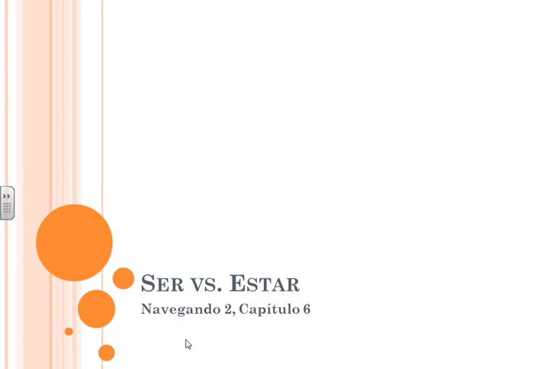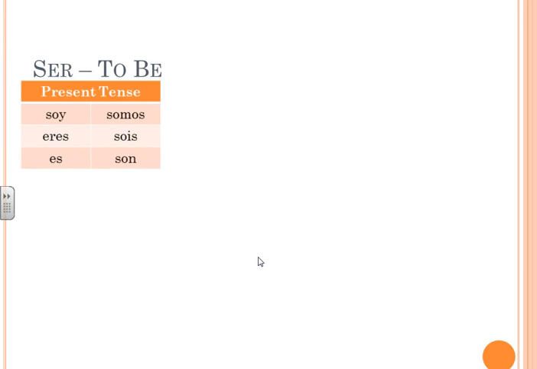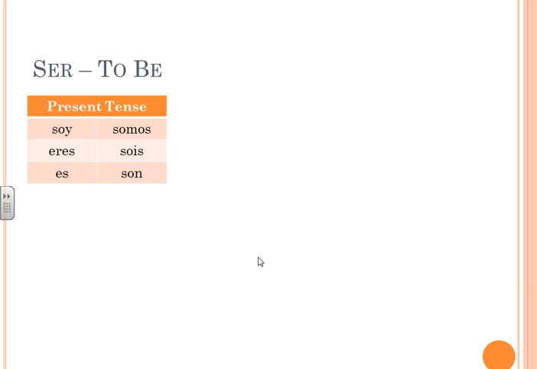Right, ser versus estar. Please open your libro de práctica for capítulo 6, and let's begin the notes on ser versus estar. As you'll remember from Spanish 1, ser is the verb that we use for to be. I'm going to review quickly all of the forms of ser that we know. In the present tense, from Spanish 1, these are the conjugations: soy, eres, es, somos, sois, and son.